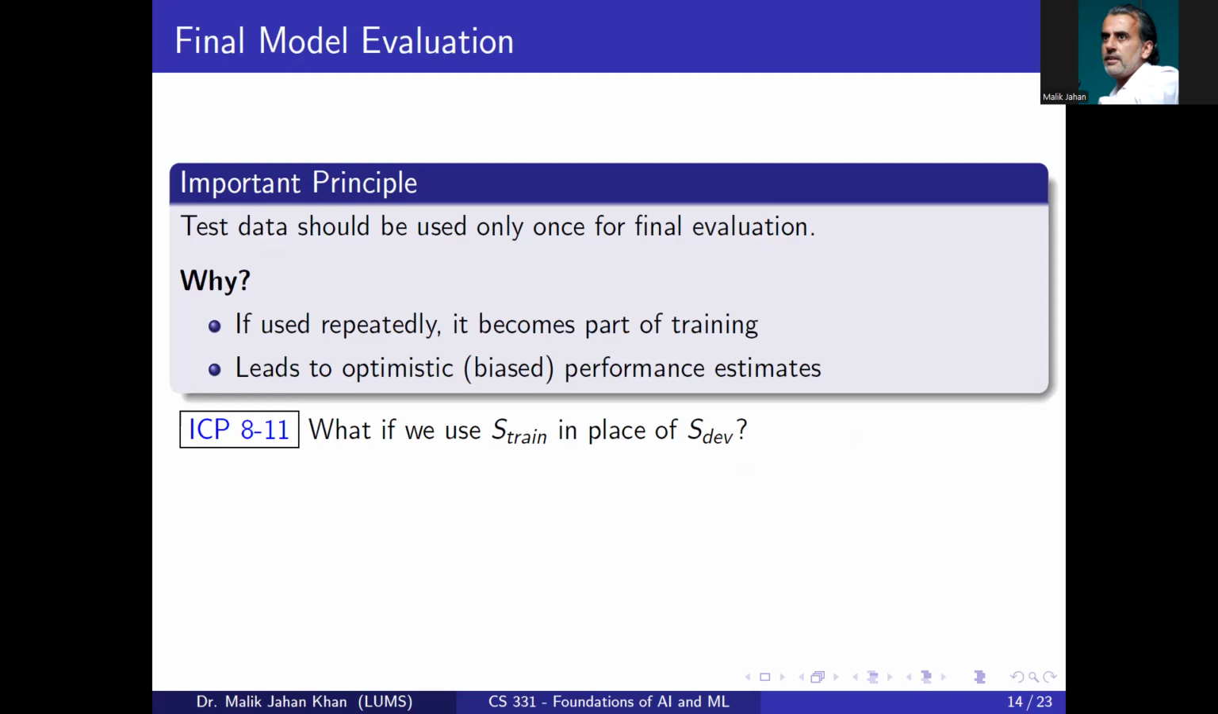So what if we use S_train in place of S_dev? If you paused the video, you might have figured out, from what we've recently discussed, that the model will try to memorize S_train, and that will lead us to the problem of overfitting. Because we are essentially evaluating the model on the same data which was used for training purposes. So the unseen data aspect is pretty much upset.